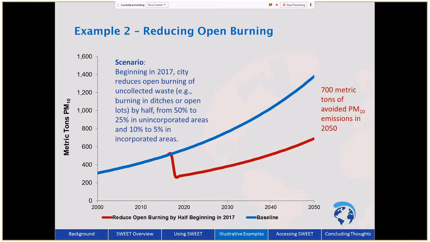Now, in an alternative scenario, if beginning in 2017, the city reduces open burning of uncollected waste by half, from 50% to 25% in unincorporated areas, and 10% to 5% in incorporated areas, you can achieve a reduction of approximately 700 metric tons of avoided PM10 emissions in 2050.